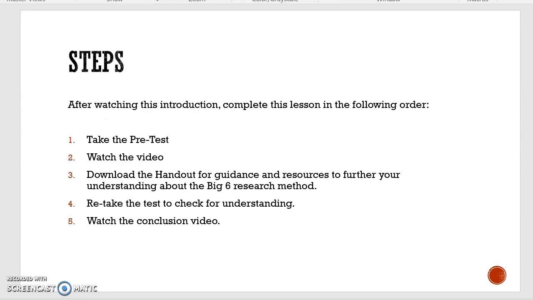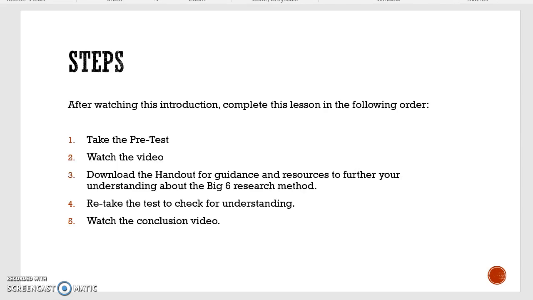After watching this introduction, complete this lesson in the following order: take the pretest, watch the video, download the handout for guidance and resources to further your understanding about the Big 6 research method, retake the test to check for understanding, and watch the conclusion video.